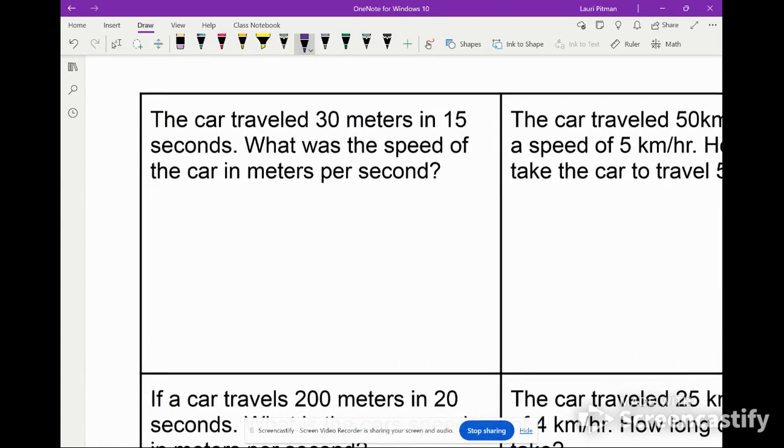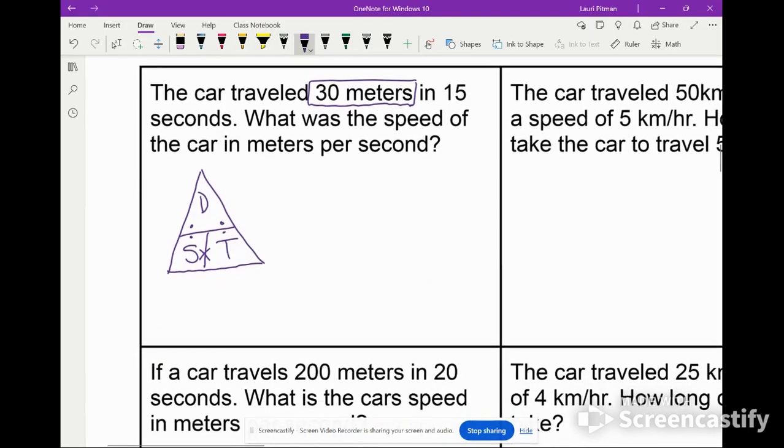Okay, so let's take a look. First, we're going to draw our triangle every time. The D goes on top, and the S and T on the bottom. Draw your division symbols, and then your multiplication symbol between the S and the T. Okay, the problem says the car traveled 30 meters, put a box around that, in 15 seconds. So then it asks us, what was the speed of the car in meters per second?